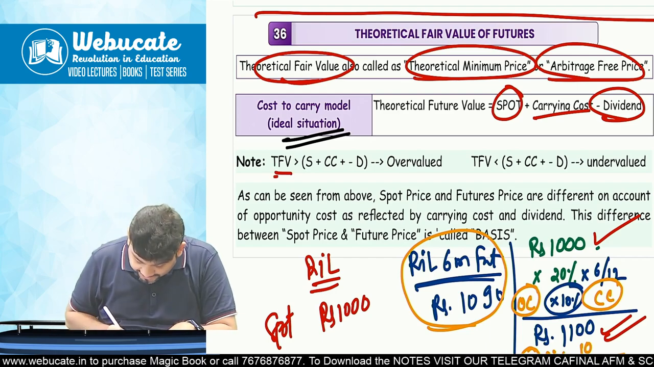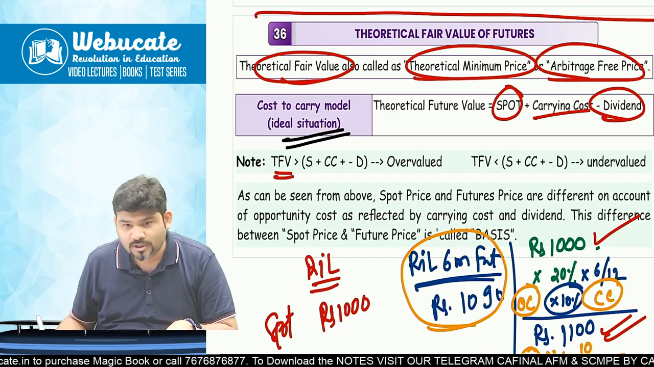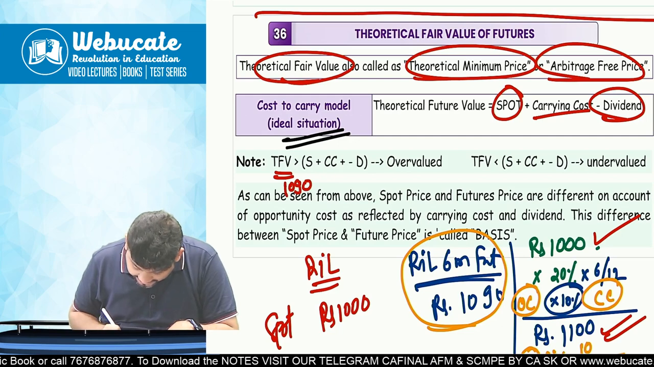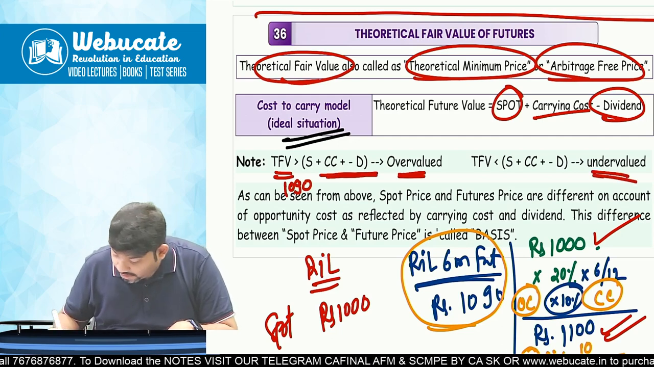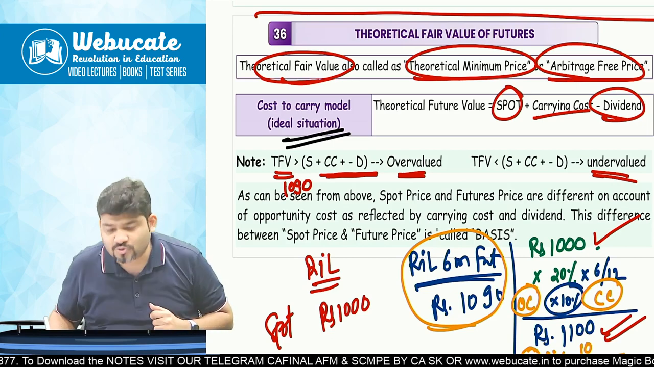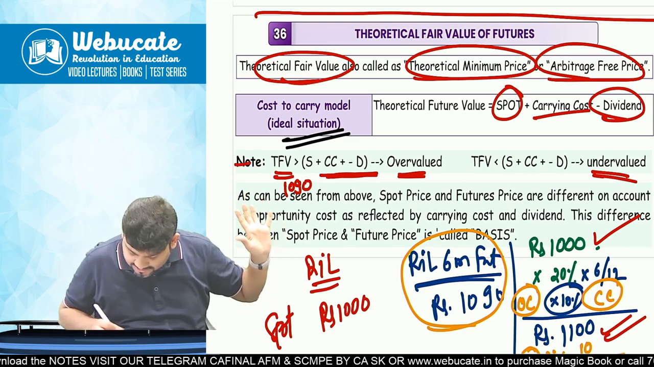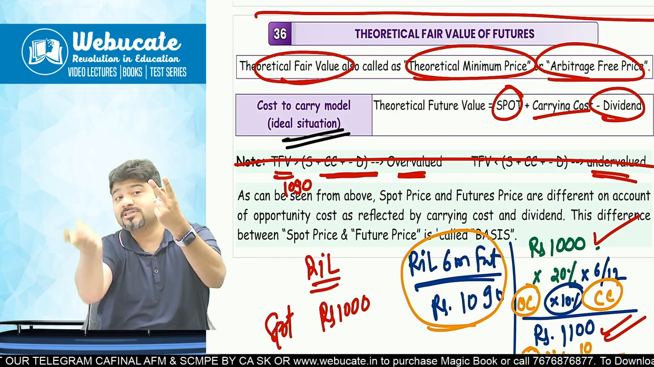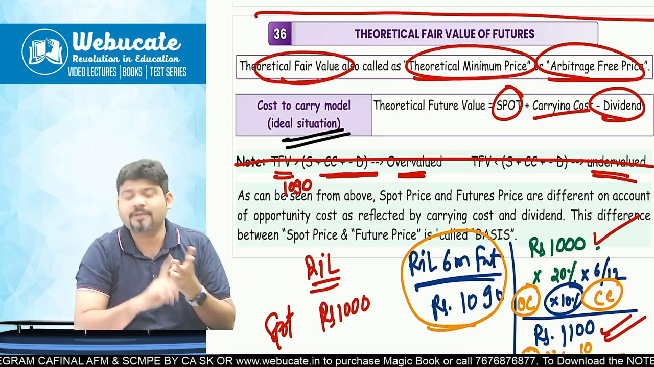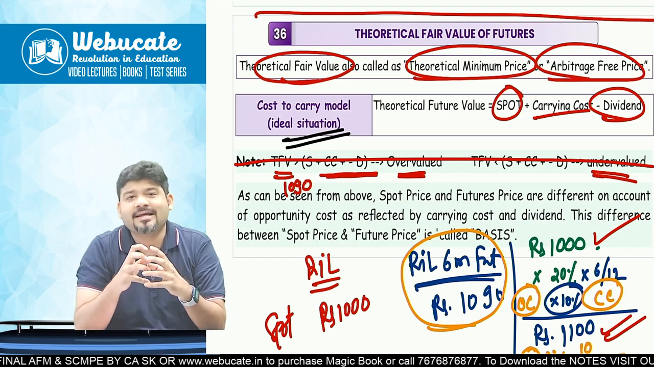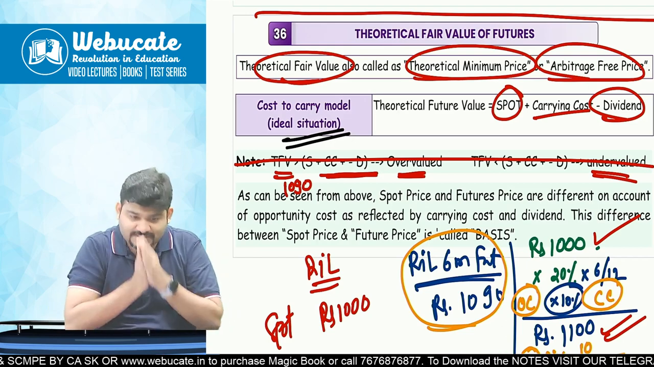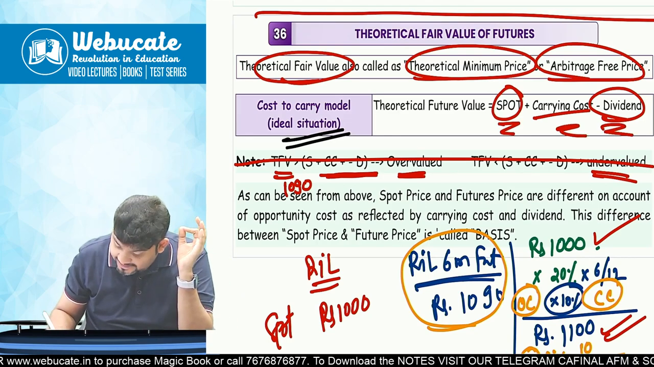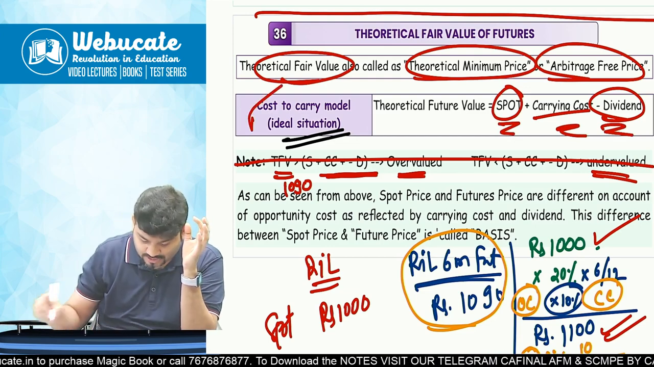Now, when we do this calculation of theoretical future value, ideally it should be 1090, correct? Suppose this theoretical future value is overvalued or undervalued, then it will give rise to arbitrage, which we will see later on. For now, just try and understand the calculation. How do you calculate the theoretical future value? Spot plus carrying cost. But if any dividend was to be received on the spot, that should be removed. So the ideal theoretical future value will be spot plus carrying cost less dividend. Are you clear? Spot plus carrying cost less dividend is your cost to carry model.